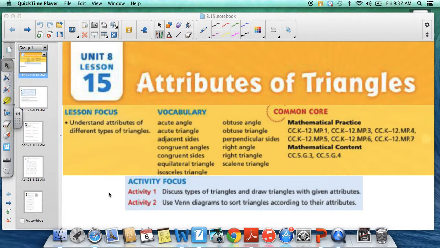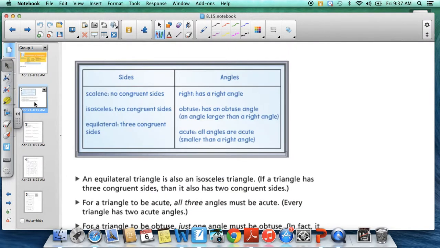Alright guys, this is Unit 8, Lesson 15. We're going to be learning about attributes of triangles. Today we're just going to really focus on different types of triangles and how to draw them and their attributes. We'll use Venn diagrams to sort the triangles out according to their attributes. But this should be fairly easy for you guys. I'm sure you're used to seeing the shapes all the time. So let's get started.